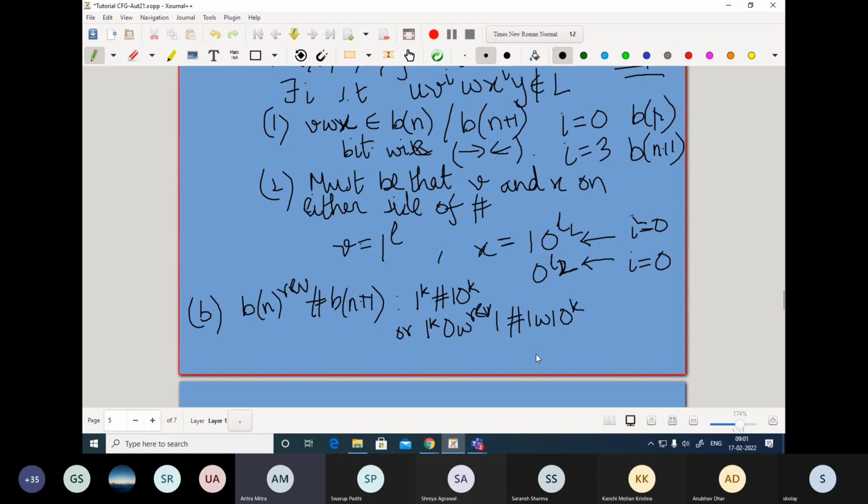For the first part, we make a context free language like S maps to 1 S 0 or hash 1. And here, let's call this S1. And here, I think 1 S 0 will still be the same. What are you doing? What will you do here?